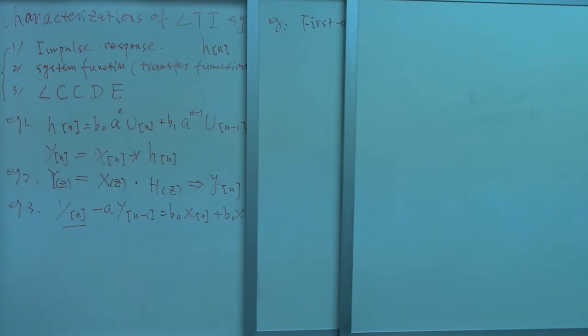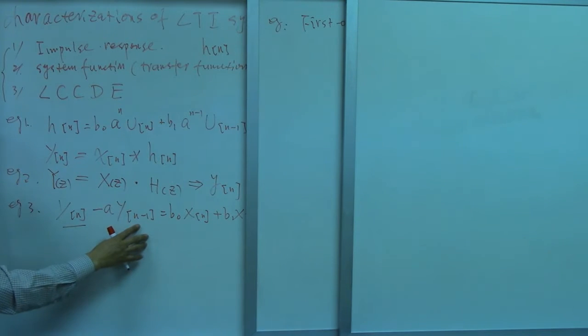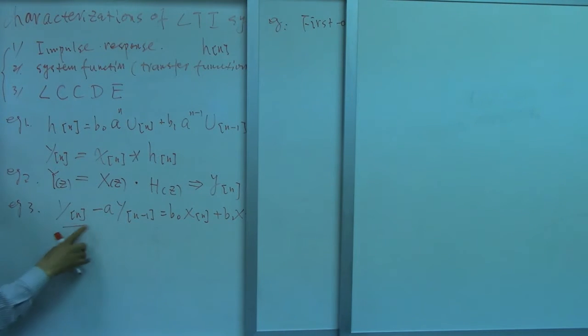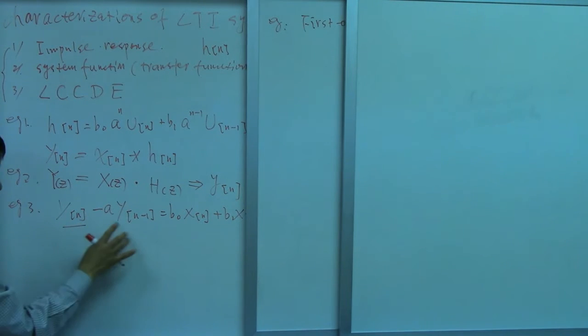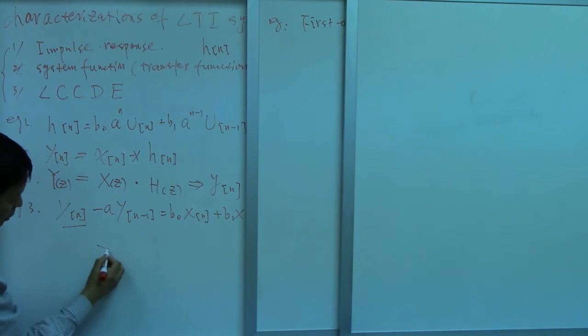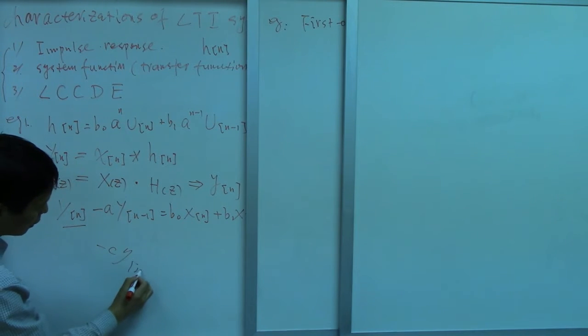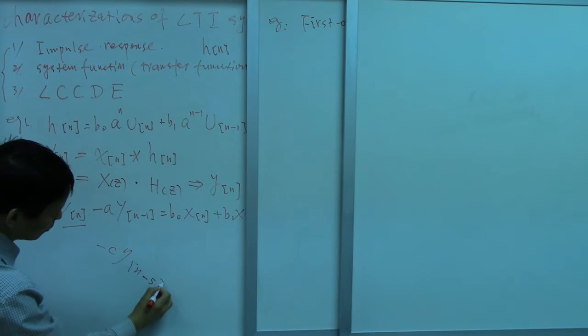difference equation, this time equals n. This time is n minus 1. So the highest is n, the lowest is n minus 1. The difference between these two is only 1. So that is called first order. If this one is n, we have this, then we may have another one, minus c y n minus, for example, 5.